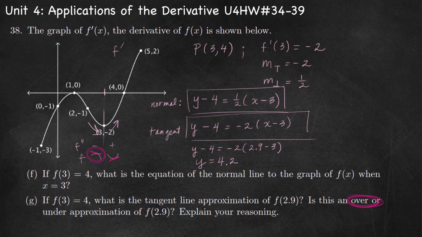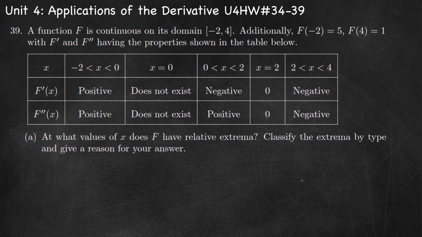Number 39, a function f is continuous from -2 to 4. We know that f of -2 is 5, f of 4 is 1, and we have information about f prime and f double prime in the table. At what values of x does f have relative extrema? So where do we have a relative max or a relative min? To answer that question, we're looking for a sign change in the first derivative. So where does f prime change from positive to negative or negative to positive?